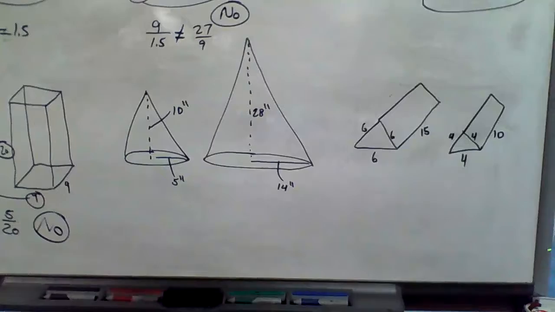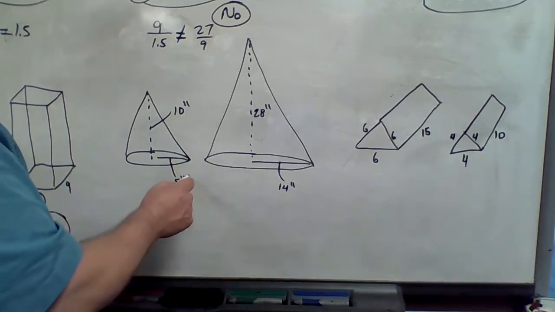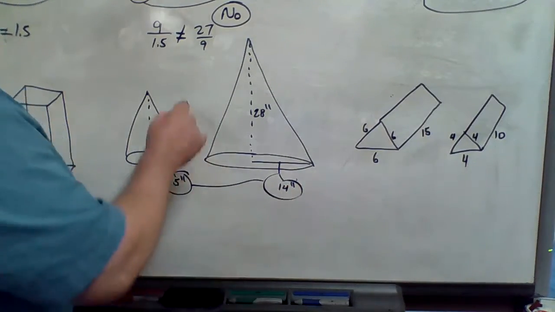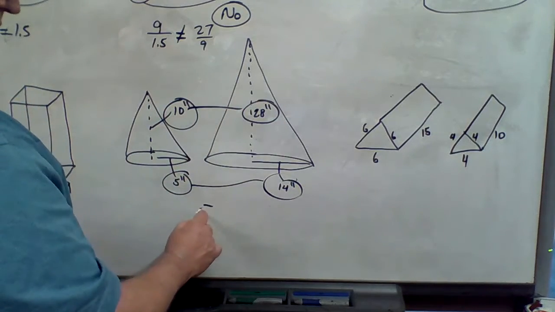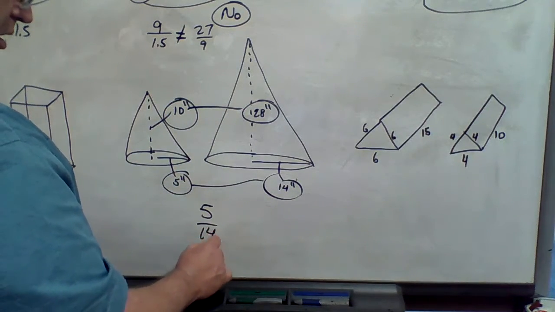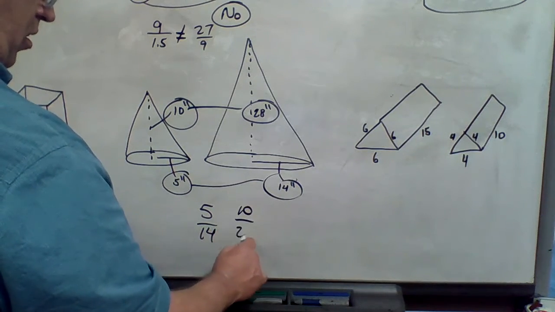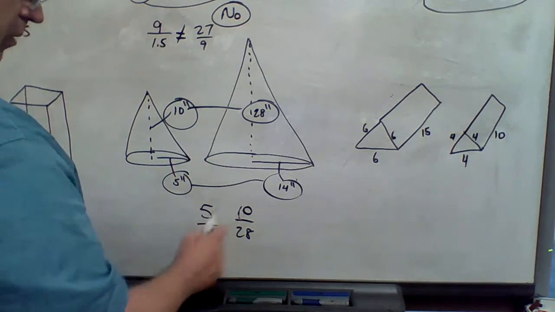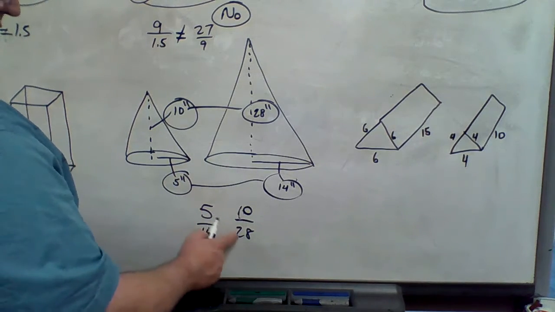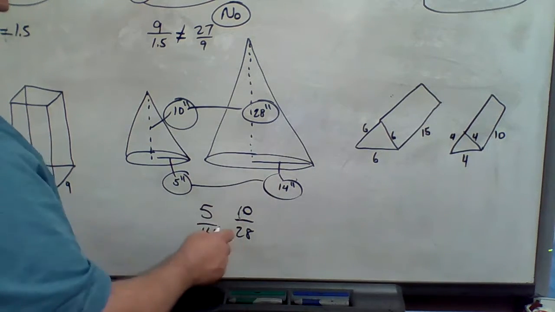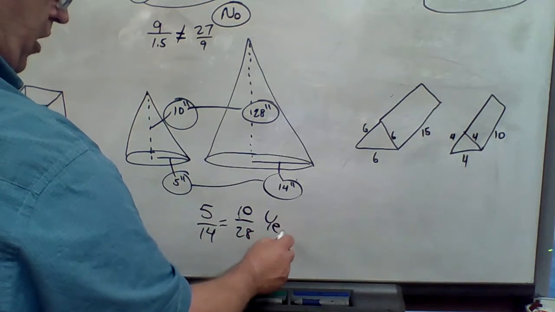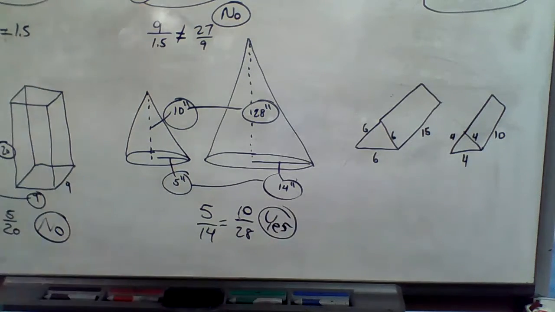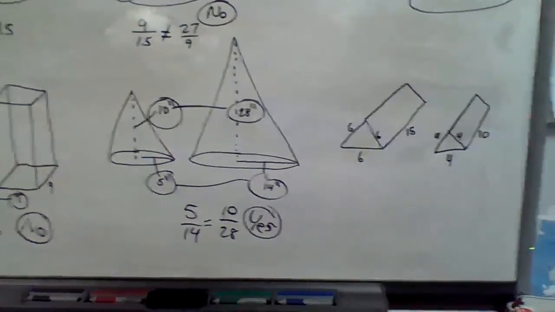Let's take a look at this one right here. 5 is to 14 as 10 is to 28. Are those ratios equal to each other? Is this a true statement? Well, 14 times 10 is 140, and 5 times 28 is 140. Yay, we got one. Here's one where the shapes are similar shapes.